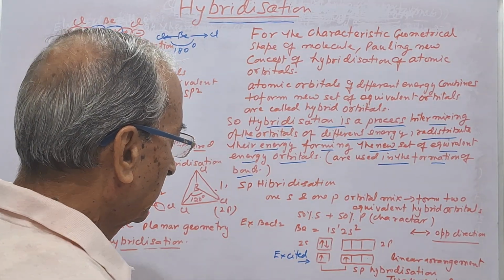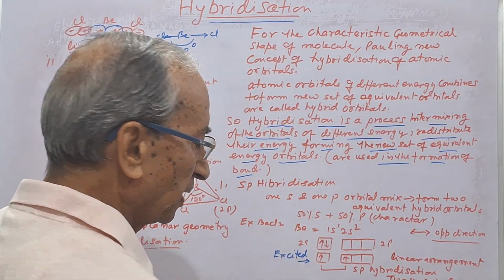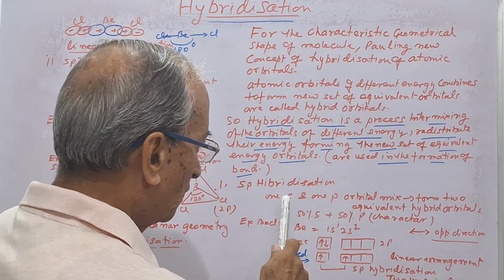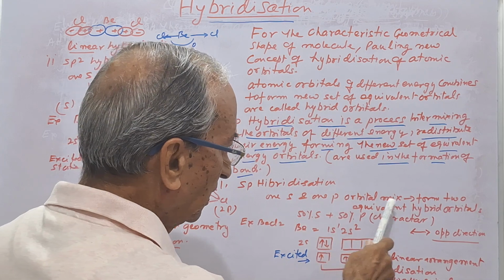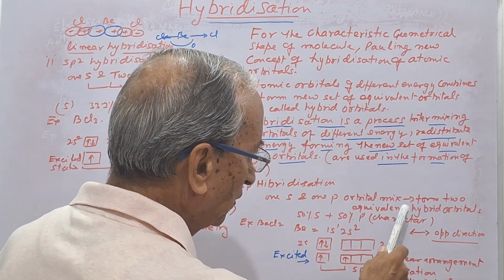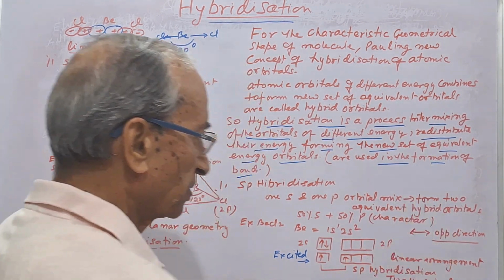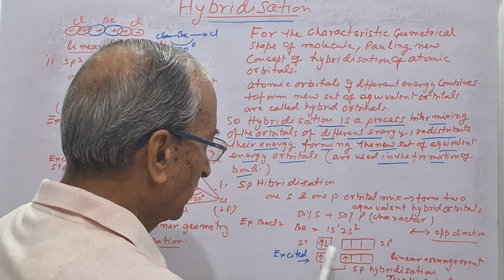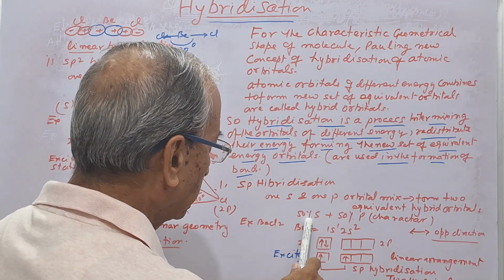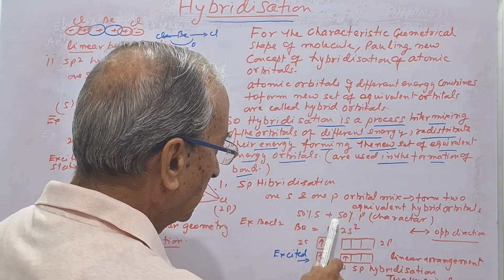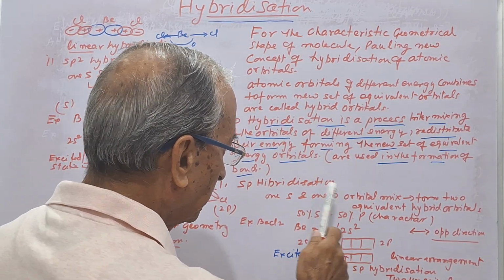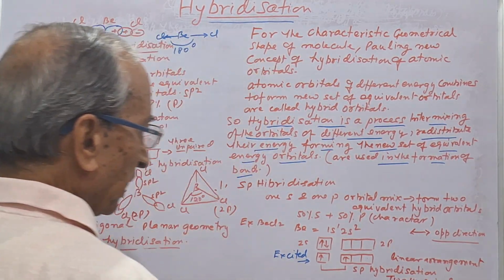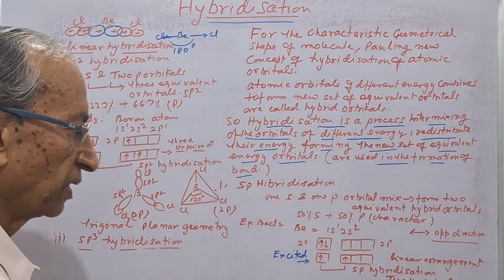Now sp means one s and one p orbital. What is sp hybridization? One s and one p orbital mixed together to form two equivalent hybrid orbitals. Here it is 1 and 1, so the character will be 50-50, that is 50% character of the s orbital and 50% character of the p orbital, and they will be in opposite directions, forming a linear arrangement.